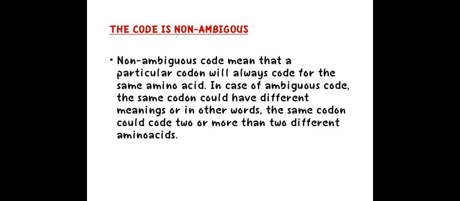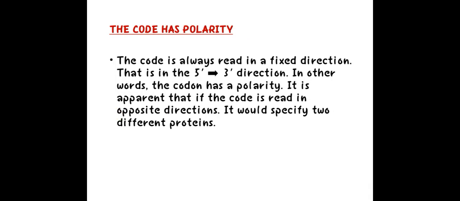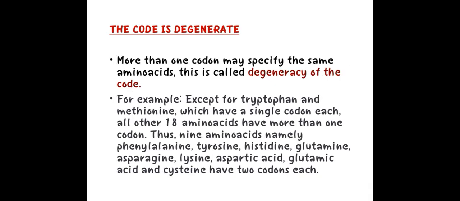In case of ambiguous code, the same codon could have different meanings, or in other words, the same codon could code for 2 or more different amino acids. The code has polarity. The code is always read in a fixed direction, that is in the 5' to 3' direction. In other words, the codon has a polarity. It is apparent that if the code is read in the opposite direction, it would specify 2 different proteins.